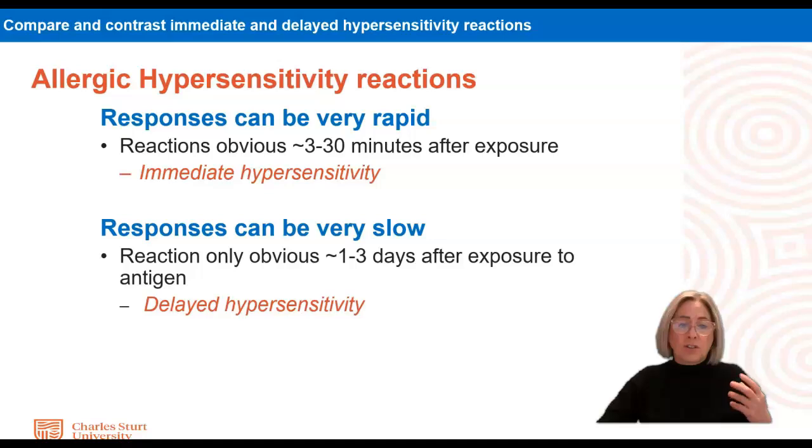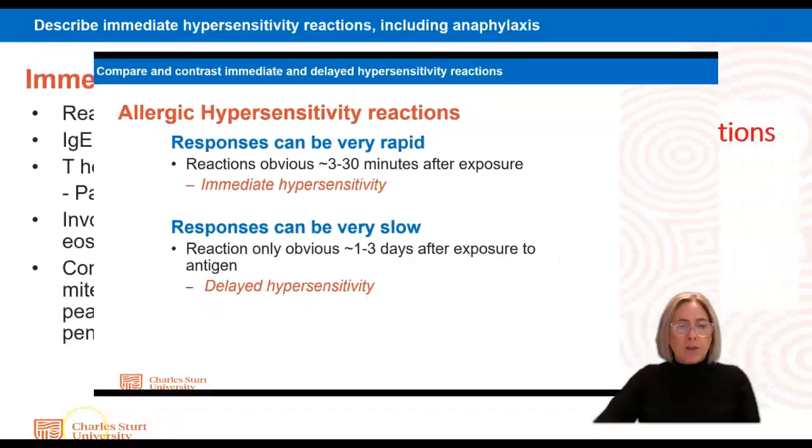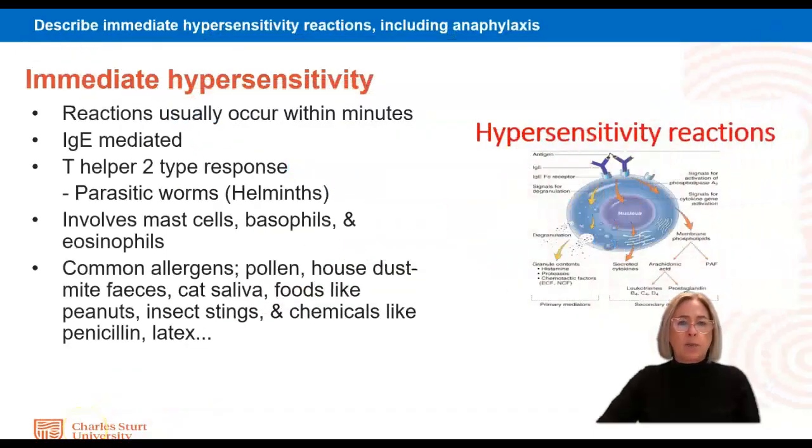Compare this then with the delayed hypersensitivity reactions, where the reaction is only obvious about 1 to 3 days after exposure to the antigen. The reason these reactions occur usually within minutes is because of a preformed antibody. And this antibody is an IgE antibody, and so we say that it's an IgE-mediated hypersensitivity response. And it seems to be similar to the immune response that's mounted against parasitic worms. The response involves mast cells, basophils, and eosinophils.